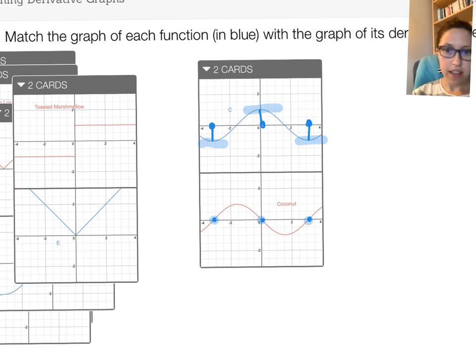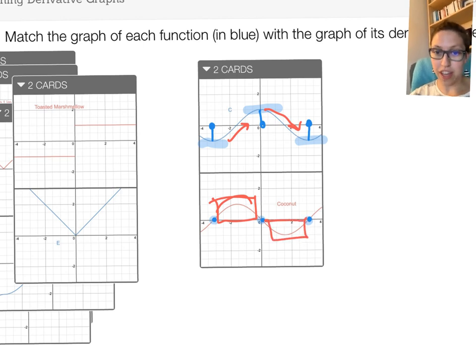Great. Then our next traditional analysis would be to say, okay, that's an increasing section, so that needs to correspond to a positive, above-the-x-axis portion of the graph. Then our function is decreasing, so that should correspond to a below-the-x-axis portion of the graph, and so on. Okay, so that's one way, a process of elimination, to work our way down here.